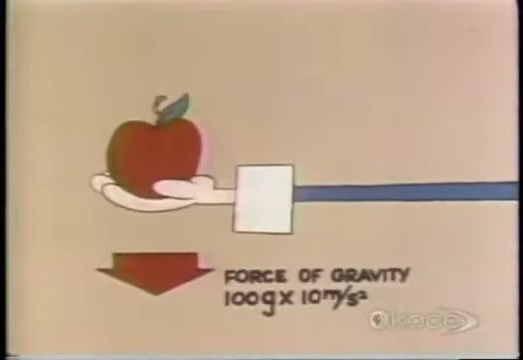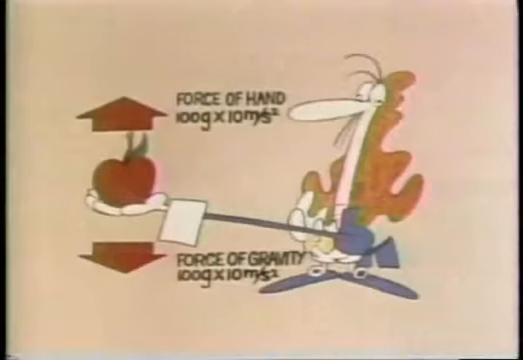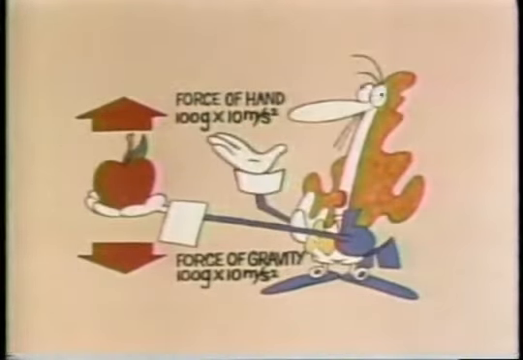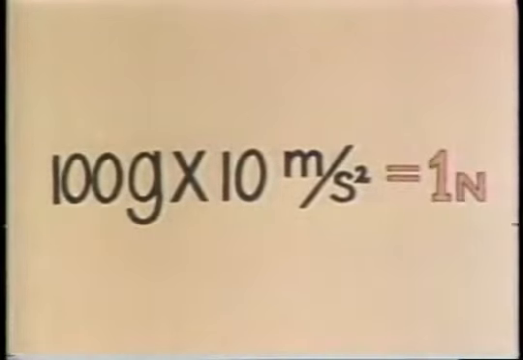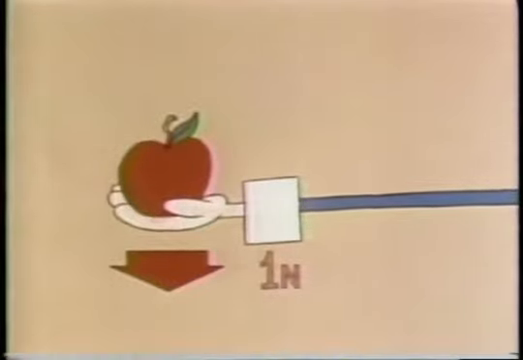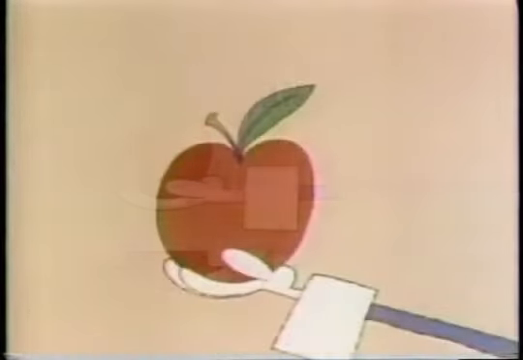And if you want to stop the apple falling, your hand must balance this exactly by pushing the apple up with an equal force. Amazing how complicated a simple little thing like holding an apple in your hand can be, isn't it? Let's simplify it. In honor of the man holding the apple, let's call a force that accelerates 100 grams at 10 meters per second per second 1 Newton. So that everyone will know that the force of gravity acting on the average apple is exactly 1 Newton. Conversely, that the force needed to hold up the average apple is also exactly 1 Newton.